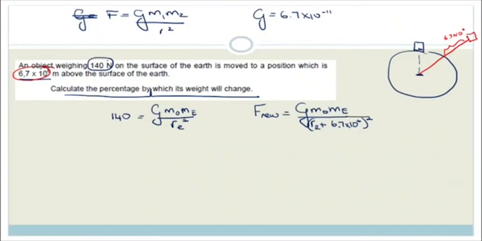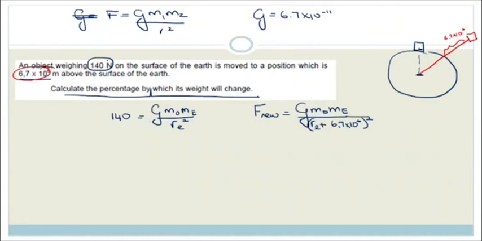Now, what are they asking us to do? They're asking us to find the percentage by which the weight will change. And I see on the formula sheet here, it gives us the gravitational constant 6.67, but I'm going to carry on using 6.7 for this question. So it says calculate the percentage by which the weight will change.